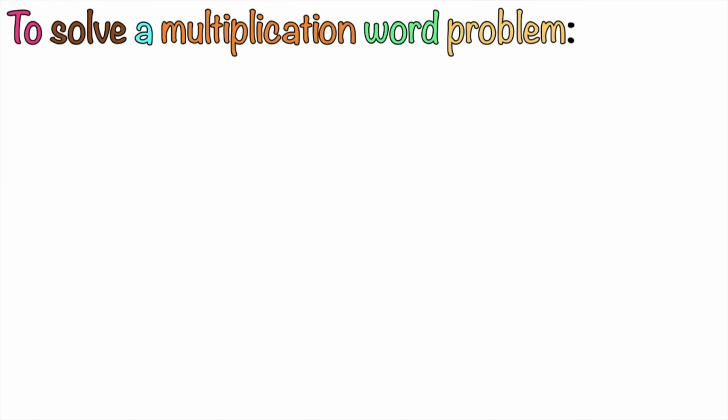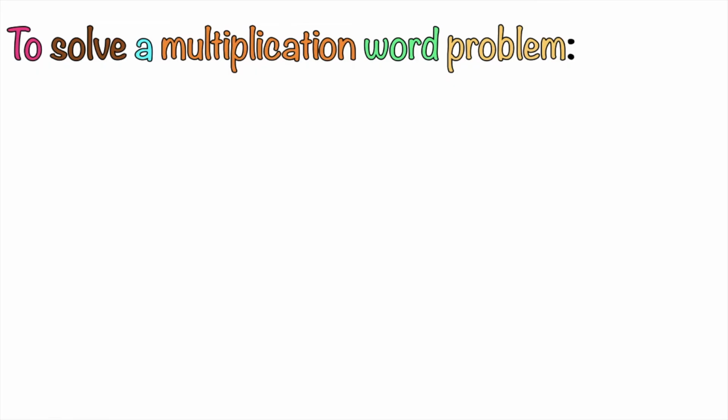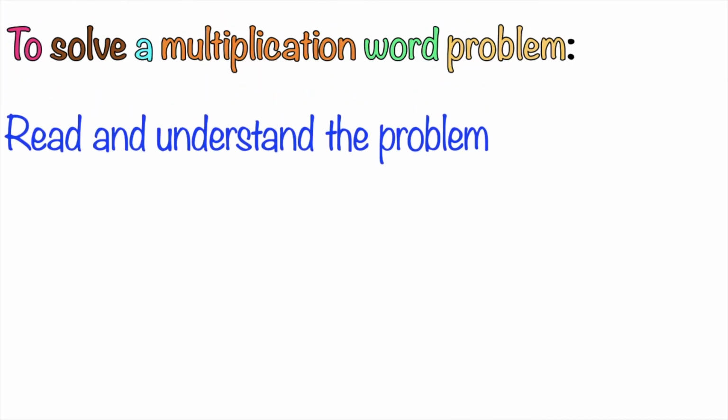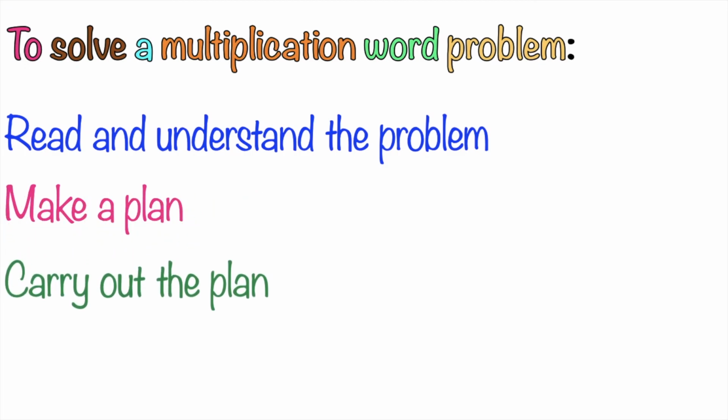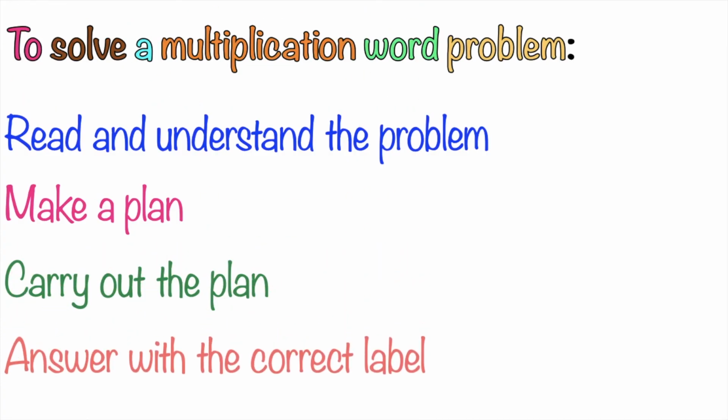To end this, to solve a multiplication word problem, always remember to read and understand the problem by identifying what information is given and what is asked for. Next, make a plan by identifying the operation to be used and create your own multiplication equation. Then, carry out the plan by solving for the answer by showing your complete solution. Any solution will do as long as you will get the correct product. And lastly, write the final answer with the correct label because with no label, your answer will be marked as wrong.